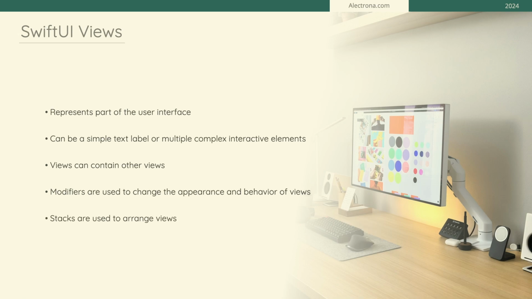And then you use stacks to arrange views around. So a stack could be a VStack, which is essentially a vertical stack. So you're stacking things like this. And they have horizontal stacks where you're stacking things horizontally. They have ZStacks where you're stacking things in front of each other and you can stagger them. But stacks are used to arrange views on your UI.